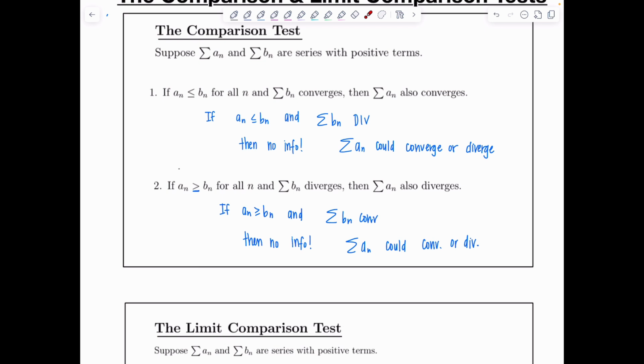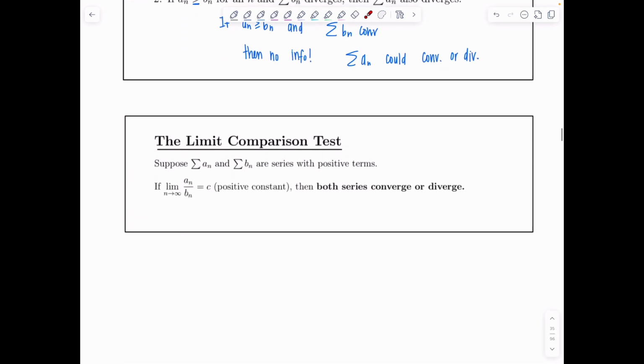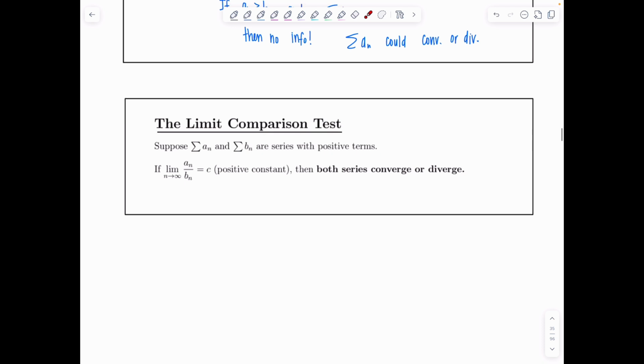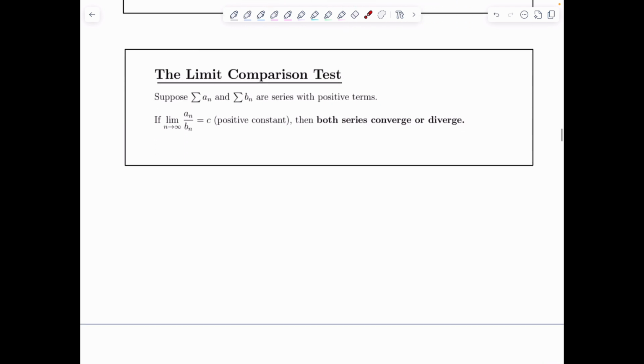Now, what if you can't show the correct inequality? What do you do? If the comparison test does not apply, a lot of the times instead you can just use the limit comparison test. And this is more of a fan favorite, I have to say. My students don't like the comparison test half as much as they like the limit comparison.